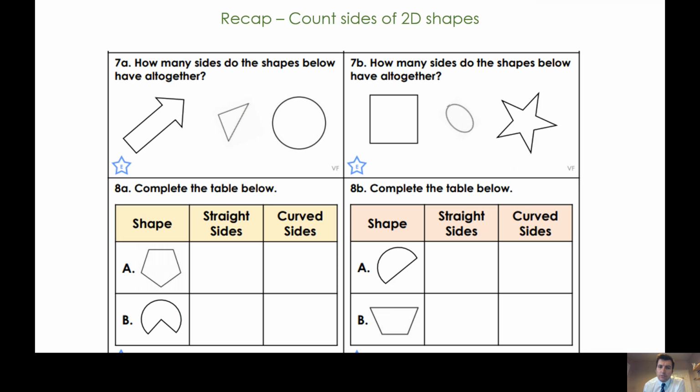Okay. Right, guys, we're going to do a couple of sheets now. What we're going to do is you're going to have a go at them. You've not got these as an attachment. Just have a go at answering them on a piece of paper, and then I'll show you the answers in a minute or two. This is about you remembering something you've learned before. So number of sides on the shape below altogether for these. Have a go at these, and then complete the table for the 8 questions. So have a go at those, please. Pause the video while you're having a go.